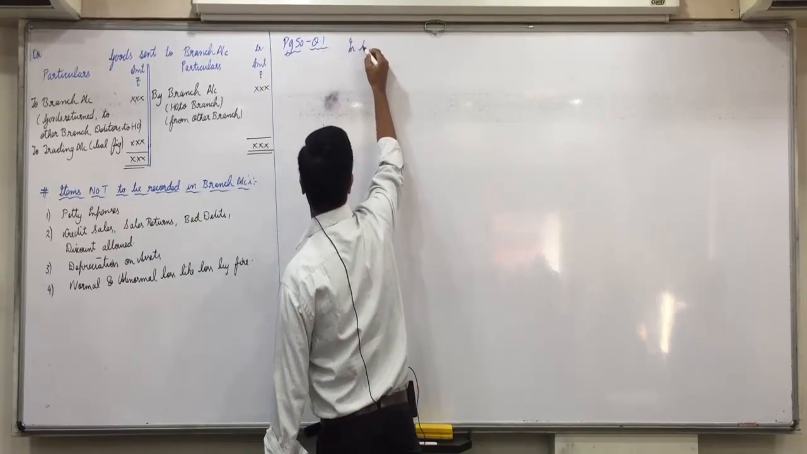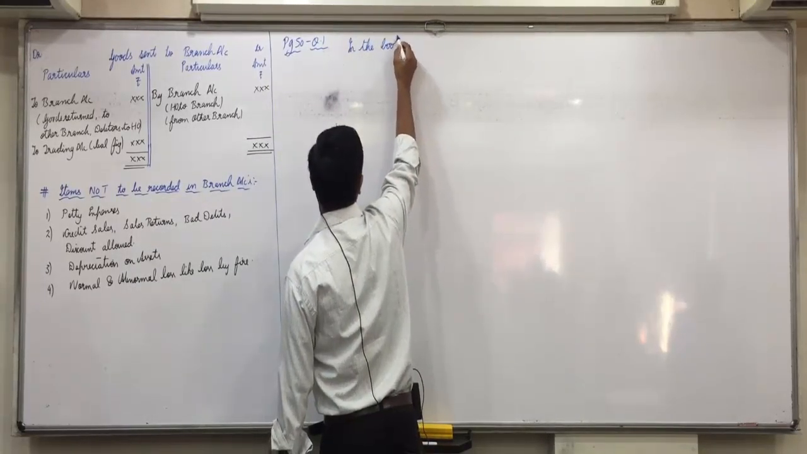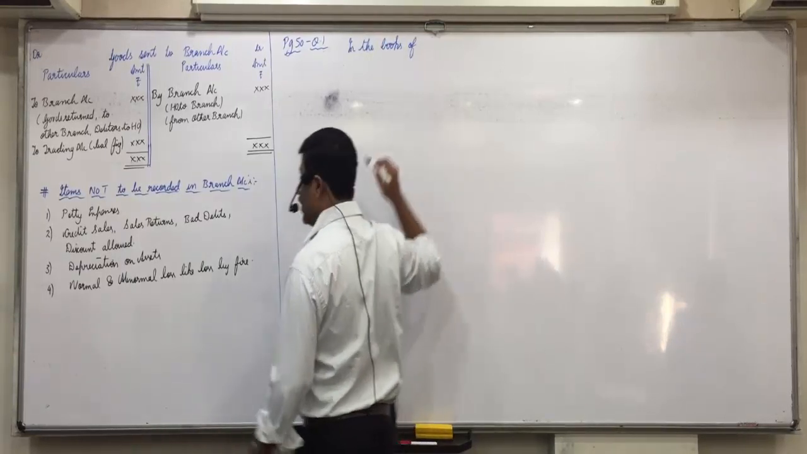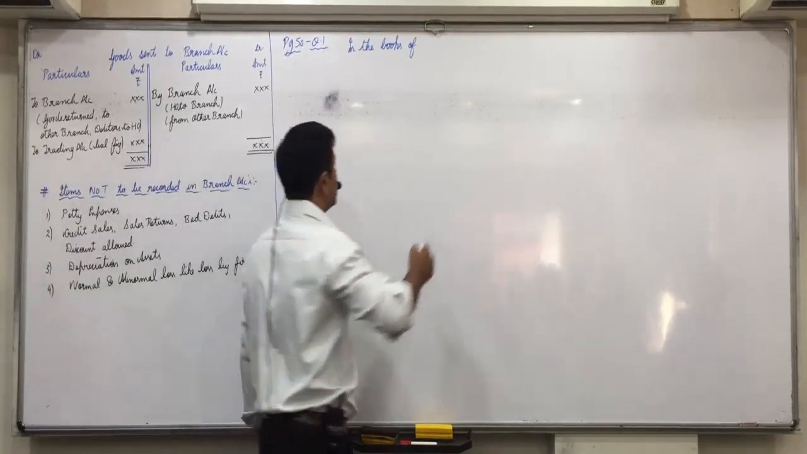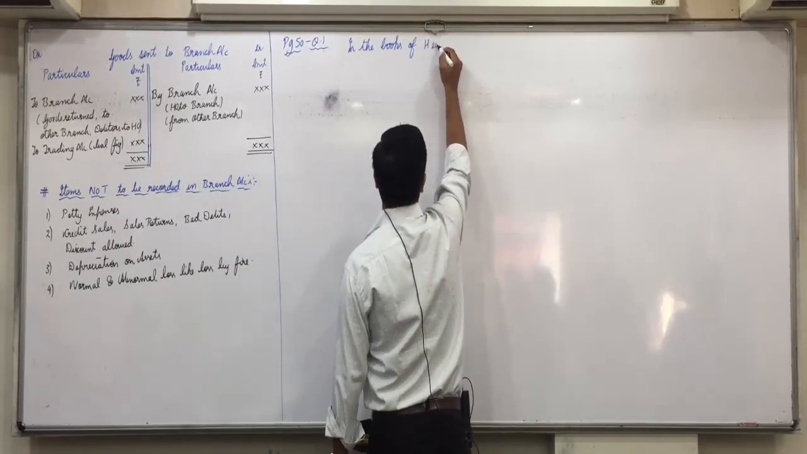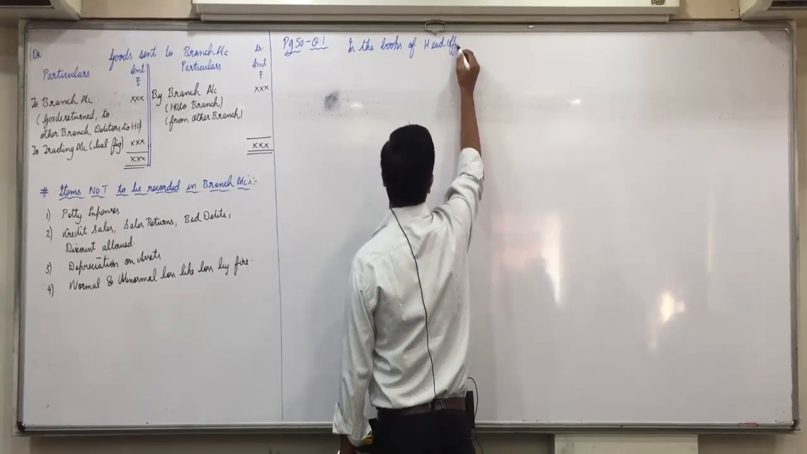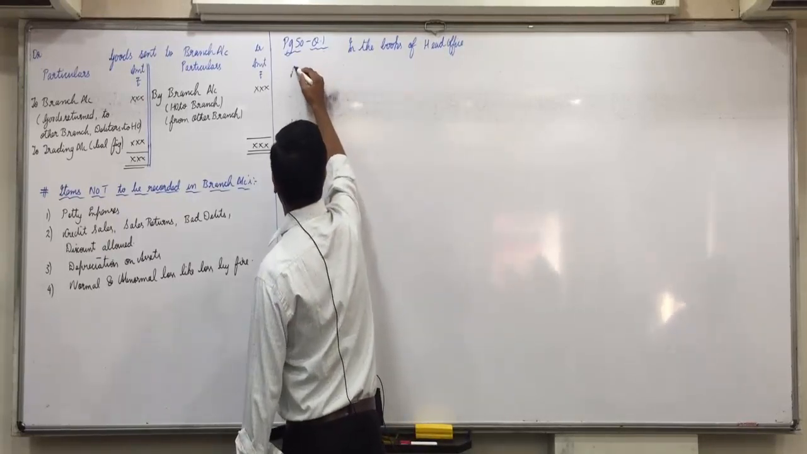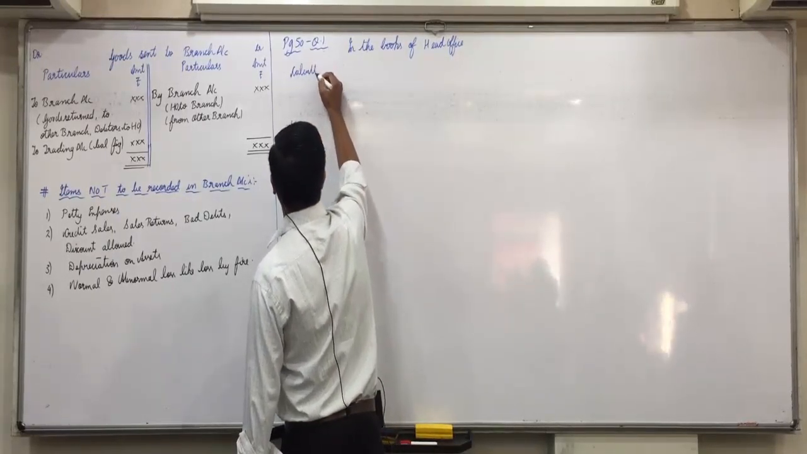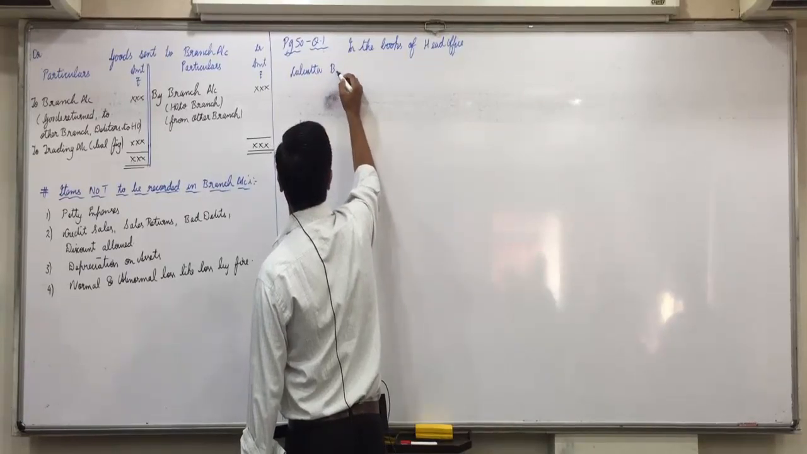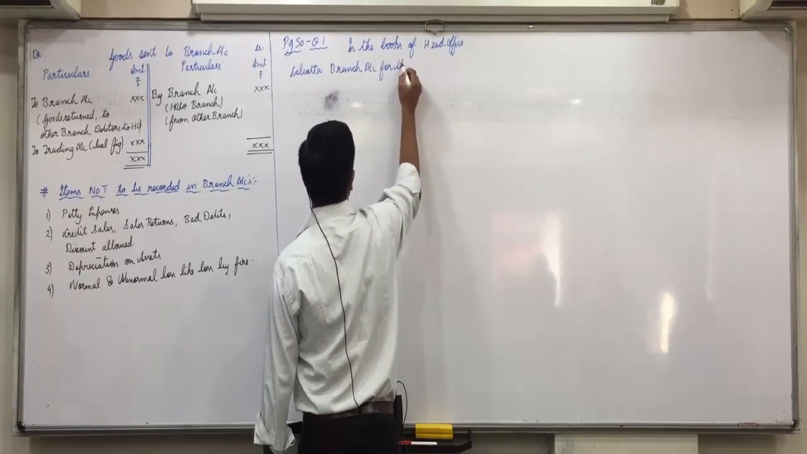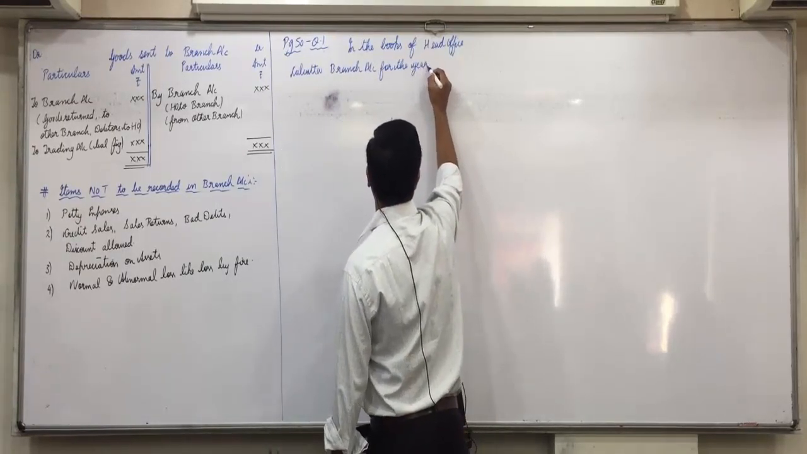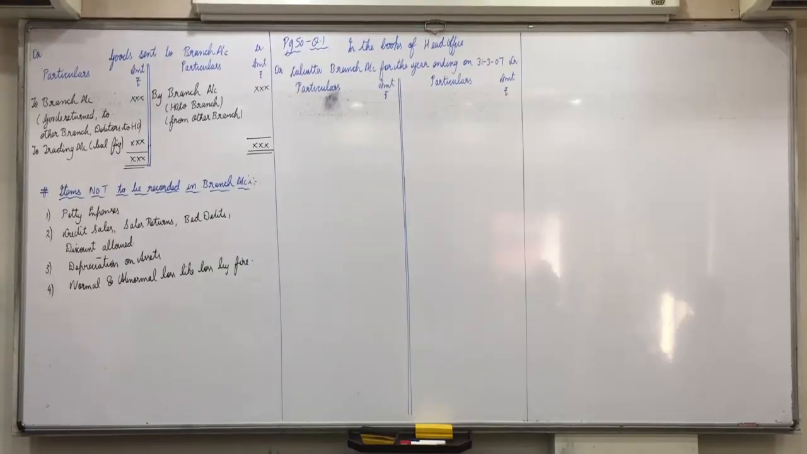The heading will be: in the books of. If the name of the company is given, you write it, otherwise you write head office only. The name of the company is not given, so in the books of head office. Calcutta branch account for the year ending 31/3/07. Yes, be attentive now.